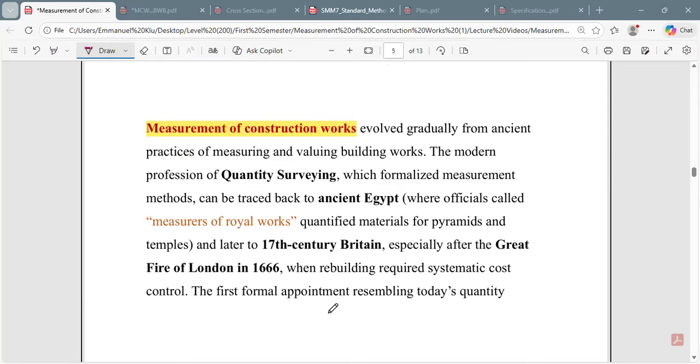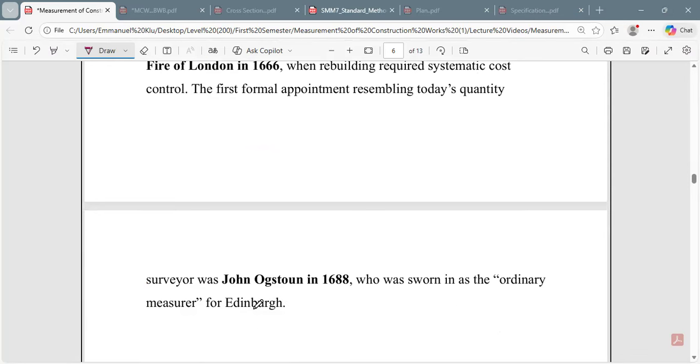The first formal appointment resembling today's quantity surveyor was John, in 1688, who was sworn in as the ordinary measurer for Edinburgh.